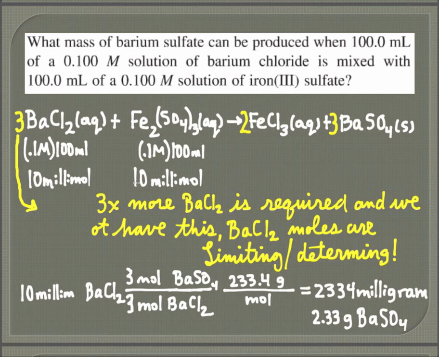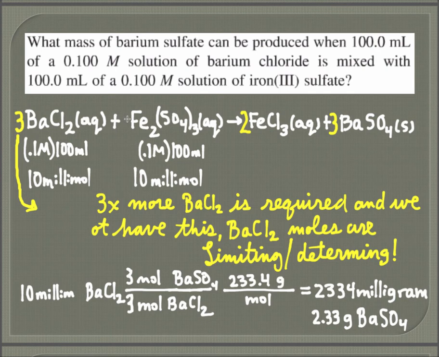I like to use millimoles. If I have 100 milliliters times 1.1 molar, that's 10 millimoles. The milli survive the multiplication, milliliter and moles per liter. The liters cancel, and I have millimoles. So a millimole is 1/1000th of a mole. But the balanced equation says I need 3 times more barium chloride than I do of iron sulfate. That's a 3 to 1.